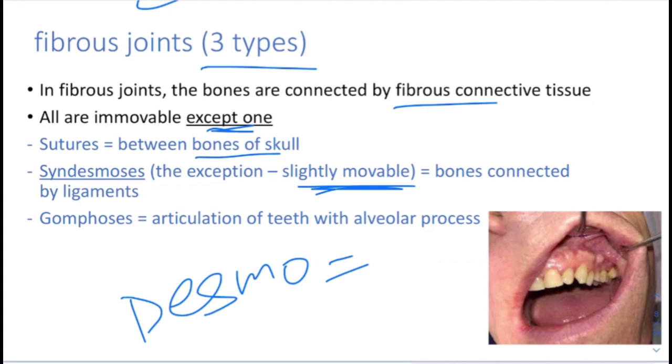And then we have gumphoses, which are articulation of teeth with the alveolar process. So right here, this is called the alveolar process. The articulation of the teeth with the alveolar process, we call this gomphosis for singular, or gomphoses for plural.